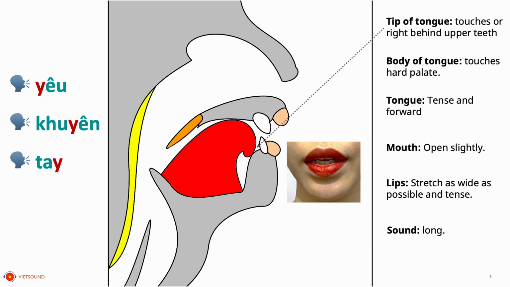First, let's talk about your tongue. The tip of your tongue touches the upper teeth. The body of your tongue touches the hard palate. Tension your tongue and put it a little bit forward.